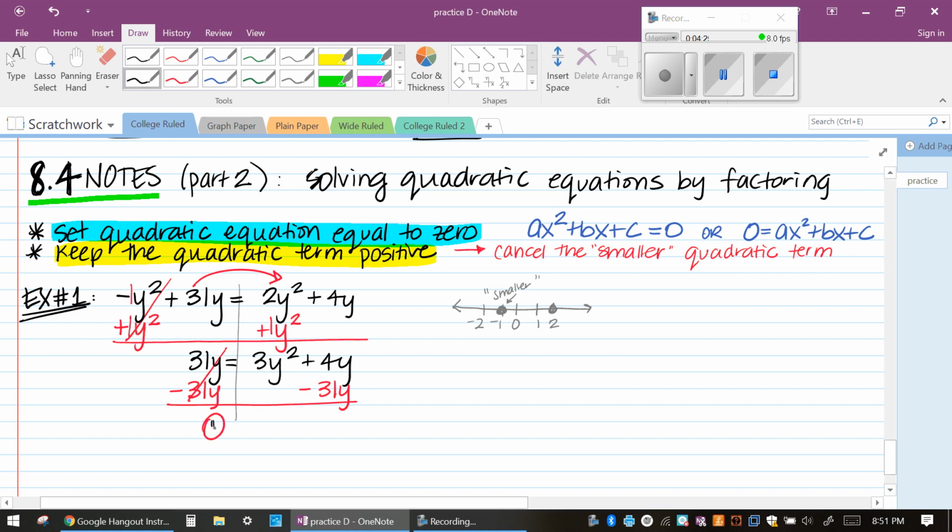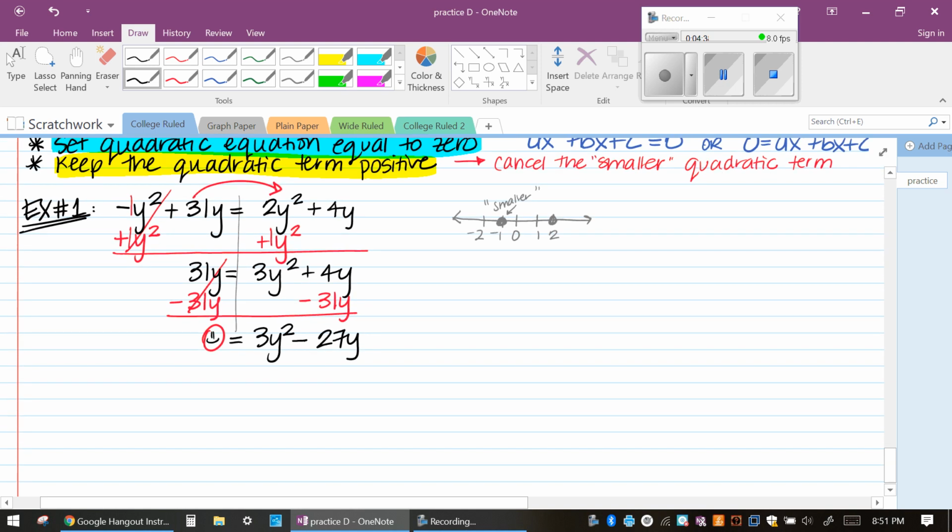You always want 0 on one side. And then you have 3y squared minus 27y. This is when you now start factoring if possible. Remember to always check for GCF. These two have a GCF of 3y. Bring down the 0, put the GCF in front, and the remainder will be y minus 9.